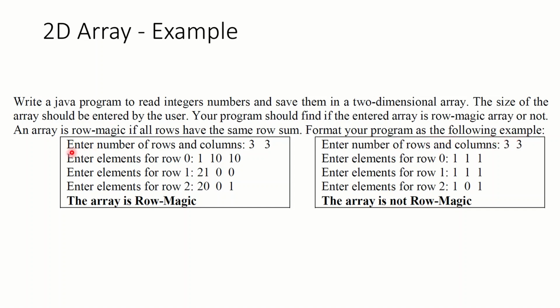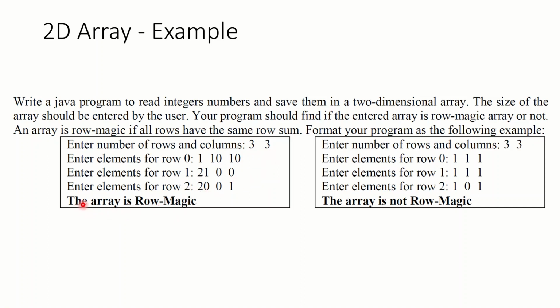So, for example, we have to ask the user first for how many rows and how many columns by saying enter number of rows and columns. And if the input is 3 and 3, it means our array should be of size 3 rows by 3 columns. And then we have to ask the user to enter the elements of row 0, row 1 and row 2 because we have 3 rows. If the user said 4 rows, it means I have to ask for row 0, 1, 2 and 3. So always we have to stick with how many rows and how many columns entered by the user.